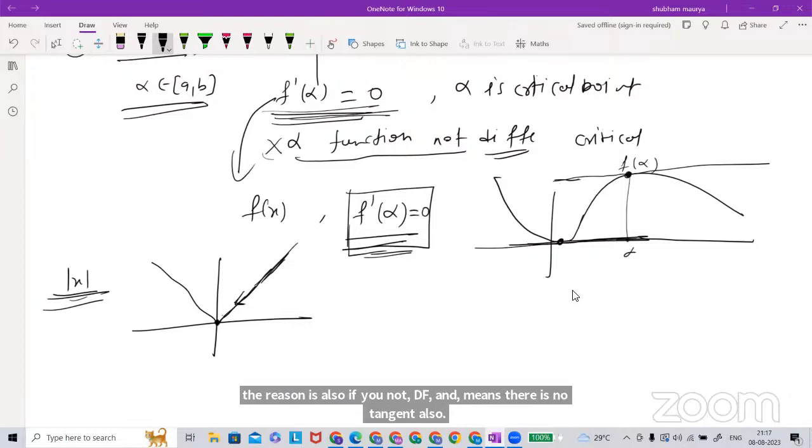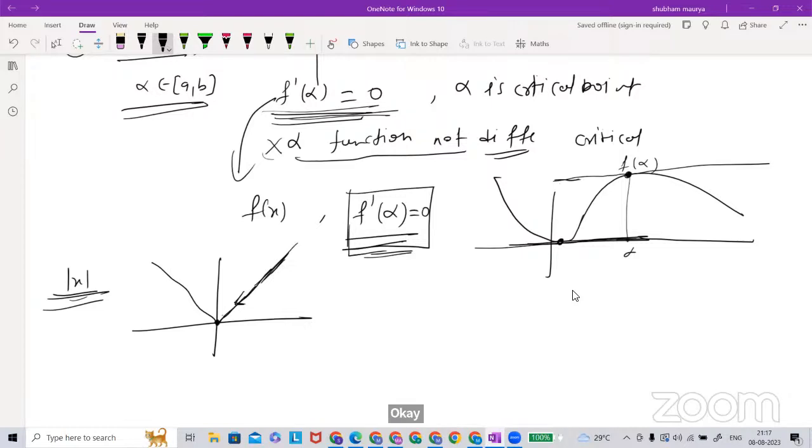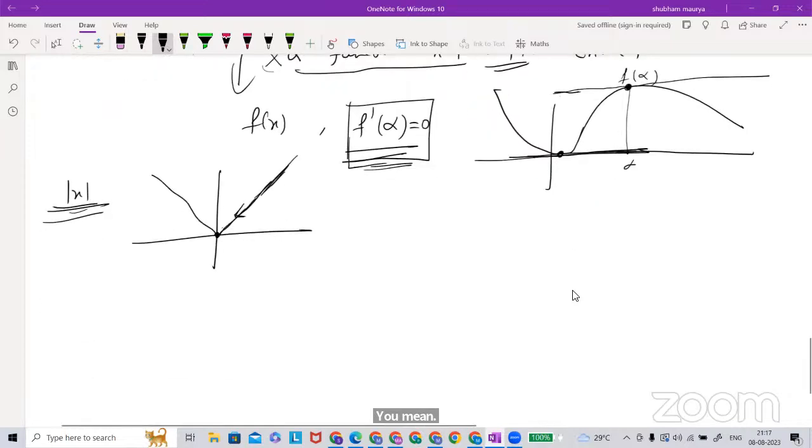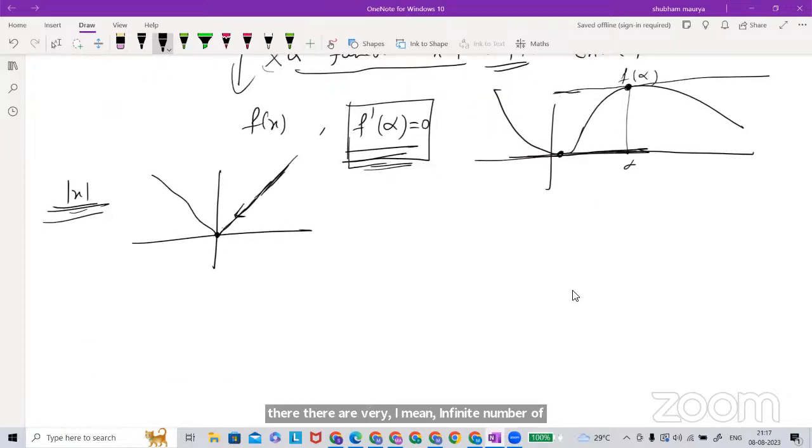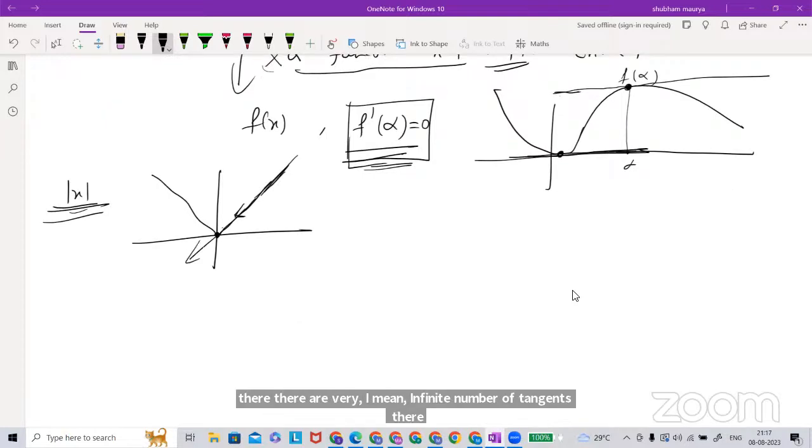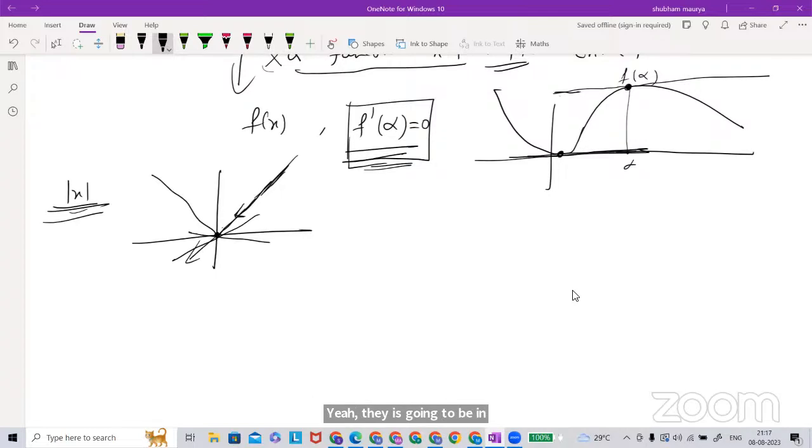So you mean, sir, there are infinitely many tangents there? Yes, there are going to be infinitely many tangents. There is no unique tangent, no unique line which touches at that point. There are infinitely many lines which touch at that point. That's why, in a different way, you can say the function is not differentiable at the origin, at 0. So for this function, 0 is a critical point.